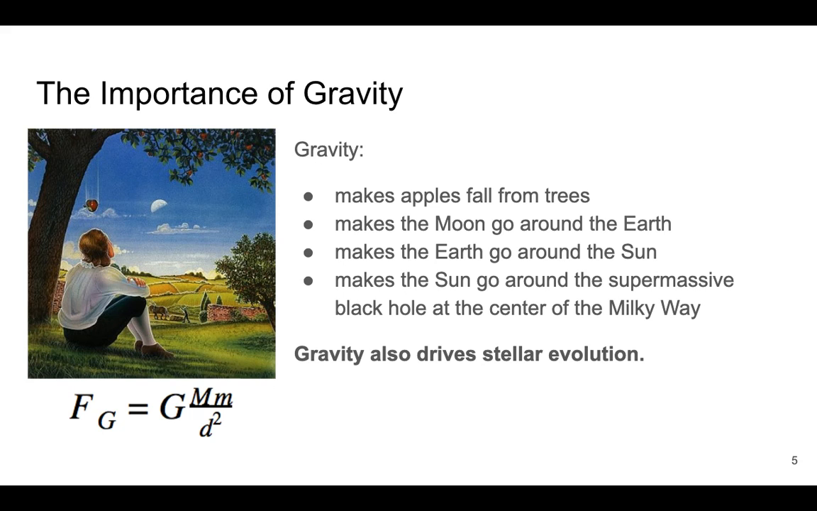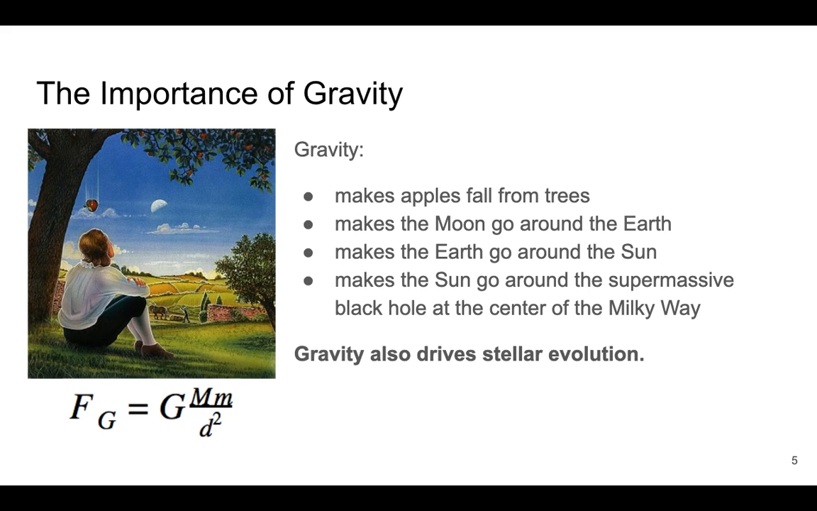So what does gravity do? Well, it makes apples fall from trees. Here's a nice artistic rendering of Isaac Newton sitting under an apple tree, and an apple has fallen. It also makes the moon go around the Earth. So Newton's watching the moon out during the day. Remember back in the earlier chapters? Yeah, that happens. The moon's out during the day. It's actually out during the day half the time.